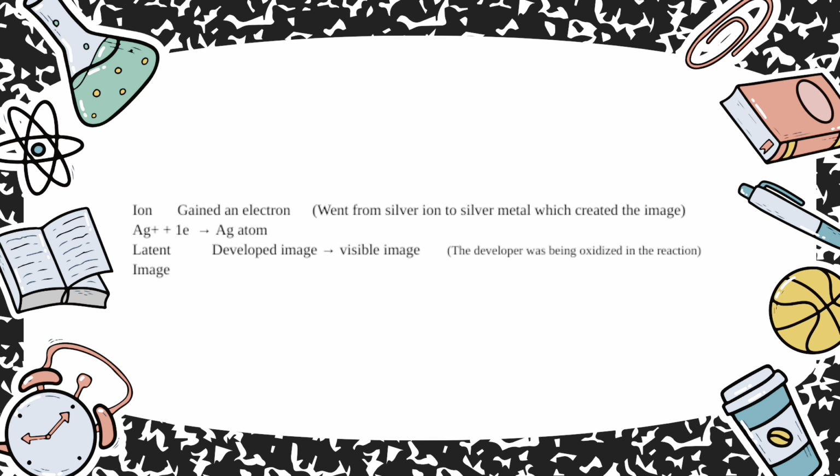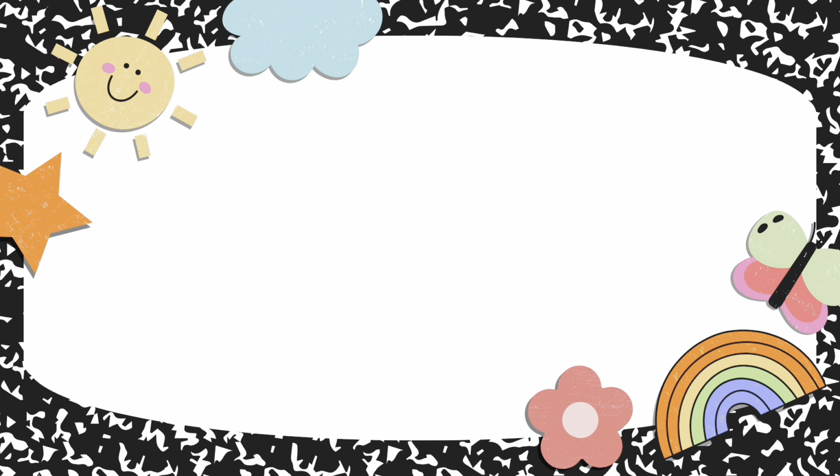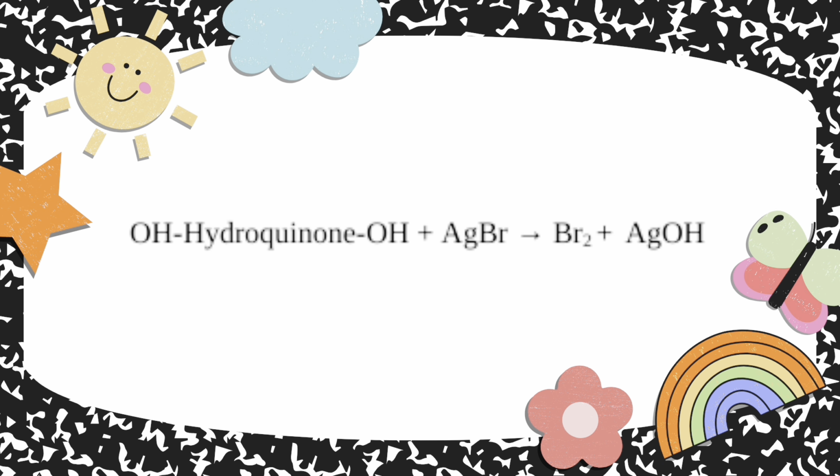When the film interacted with the developer, the developer traded an electron to the silver ion to make it a silver metal. For this reaction to occur, oxidation must occur, which would give the electron to the silver. In this reaction, the developer interacts with the film to get silver hydroxide and bromide, which help to develop the image. This reaction is a double replacement reaction.